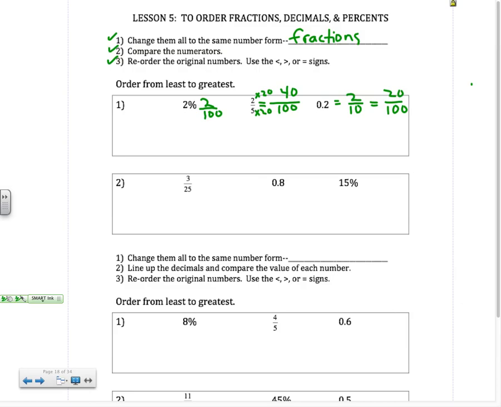So now that all my denominators are the same, I could just compare my numerators. Right, sugar gliders? Yes! All right. So first we'll look at the least, which is 2 hundredths. I'm going to write it back in my original form, which is 2%. Then I'm going to look back up and find the next smallest fraction, which is 20 hundredths. And that started off as a decimal, 0.2, or 2/10. And finally, that leaves us our 40 hundredths, which is 2/5.